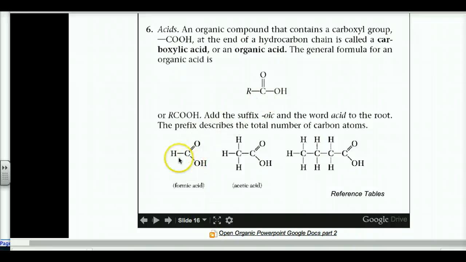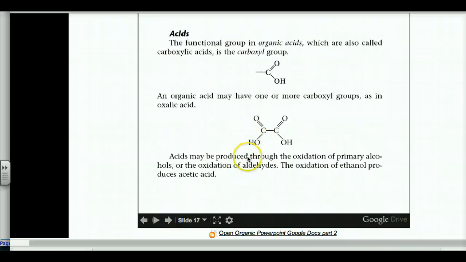So this is formic acid, otherwise called methanoic acid. This is ethanoic acid. This is butanoic acid. And of course, this is a diprotic acid here, oxalic acid, which is found in plants and rhubarb. You guys used oxalic acid in AP Bio when you titrated with potassium permanganate.